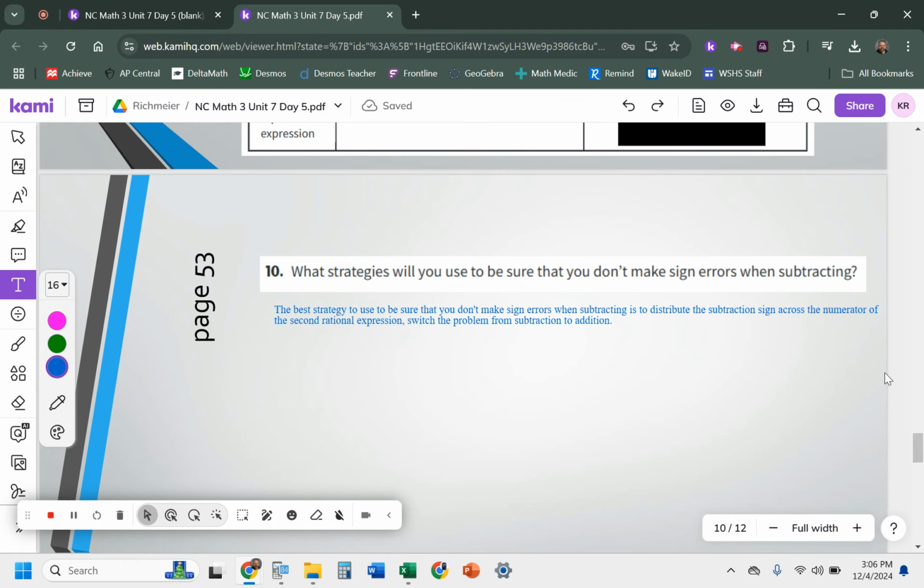Also on page 53 is number 10. It says, what strategies, and really I've only listed one strategy here, will you use to be sure that you don't make sign errors when subtracting? Really, that best strategy is what I said above. The best strategy to avoid sign errors is to use the distributive property of the subtraction sign across the numerator of the second rational expression and then switch the problem from subtraction to addition. Again, this is going to help you prevent making sign errors, which are really easy to make.